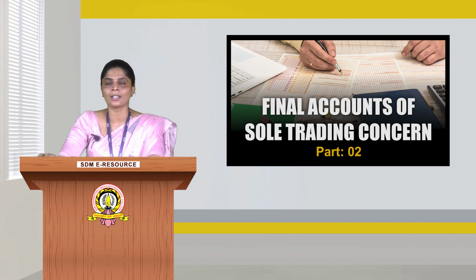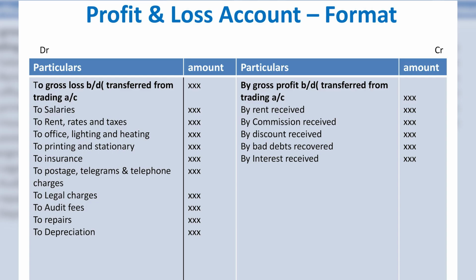The final result is called a net profit or a net loss. Net profit: the credit side means the gross profit plus all the recurring incomes which have been treated on the credit side. If the income side is more than the expense side, means the credit side is more than the debit side, then the result is called net profit, and the net profit is to be transferred to the capital account.